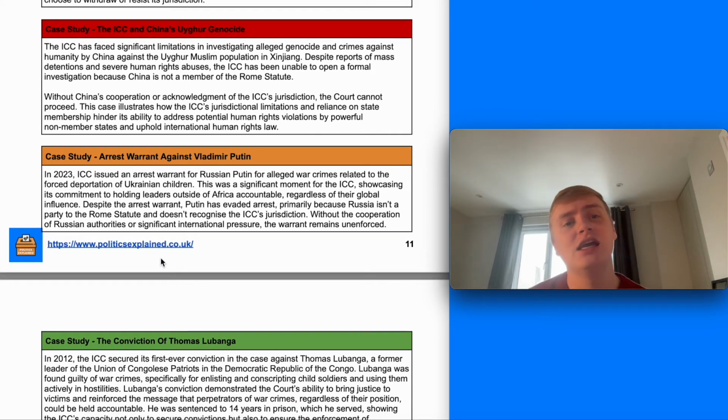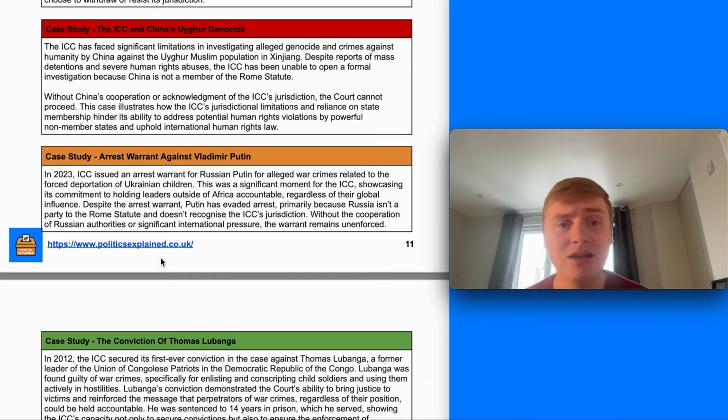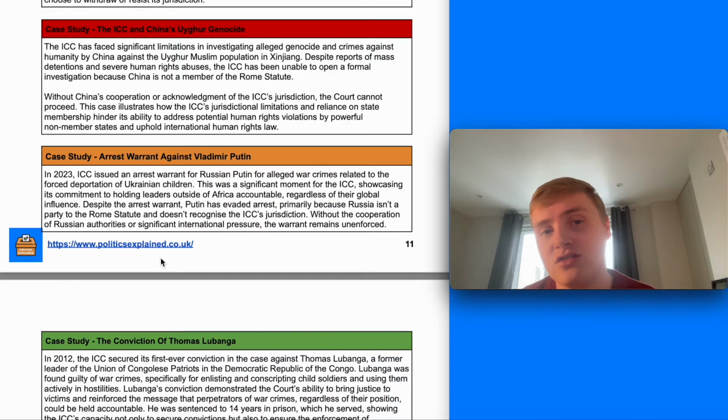A second case study is China's Uyghur genocide. So the ICC has faced significant limitations in investigating a number of war crimes and human rights abuses across the globe, in a number of countries, but one of these is China, because it's not a member of the Rome Statute. There have been severe allegations, and a lot of evidence, that China has been committing a genocide against the Uyghur Muslim population in Xinjiang for a number of years.